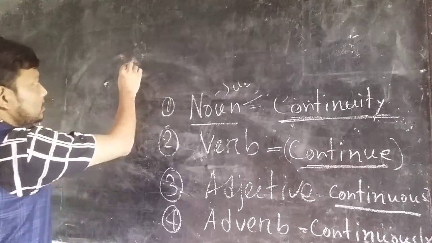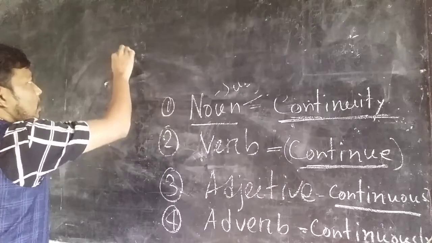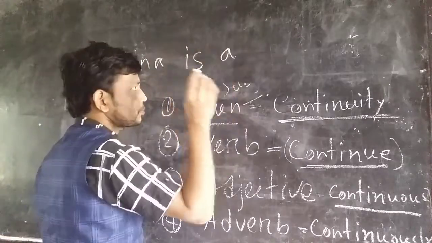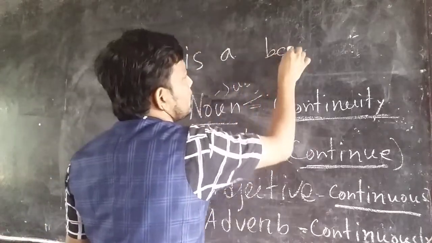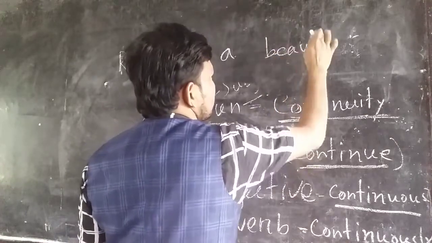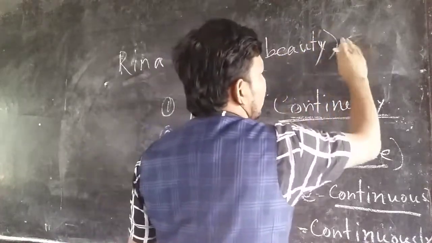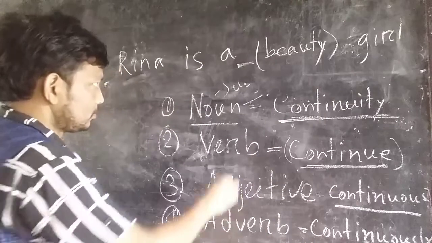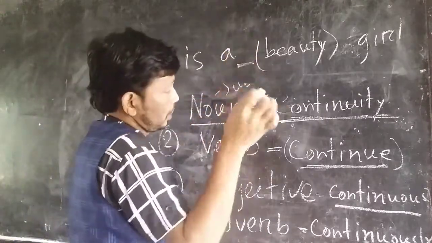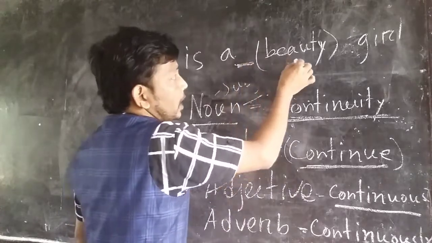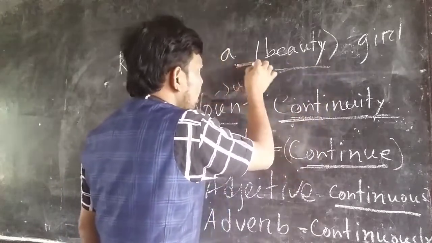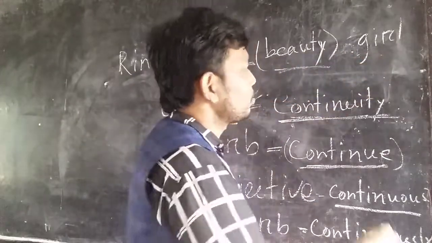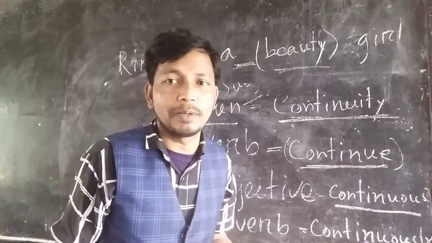Okay, if you see that Irina is a beauty girl, and here is written girl, and here is the gap. You have to put the proper word. Here we can say that Rina is a beauty girl, but we know that there is no beauty girl. We can say that beautiful girl.